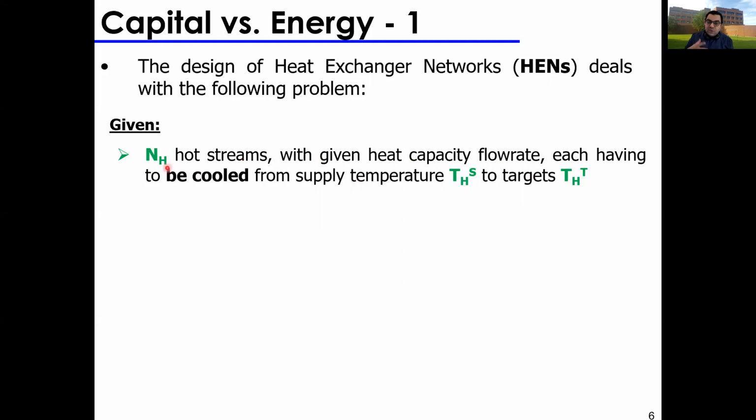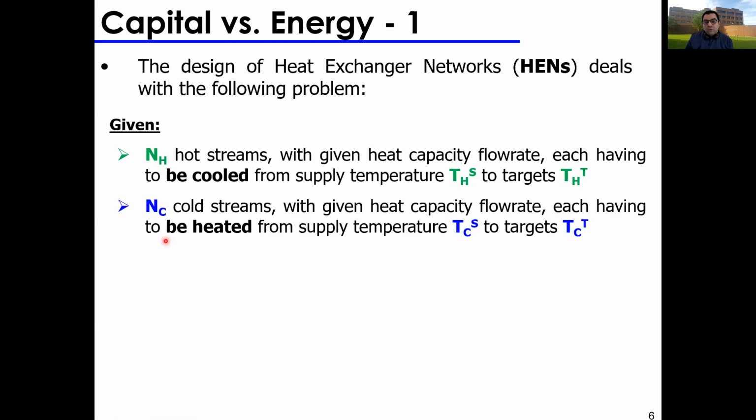So I have NH, number of hot streams. All of them have to be cooled. And I have a number of cold streams, NC. All of them have to be heated from a supply temperature to a target temperature.